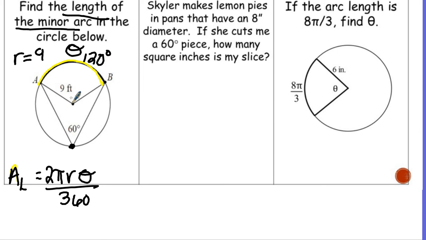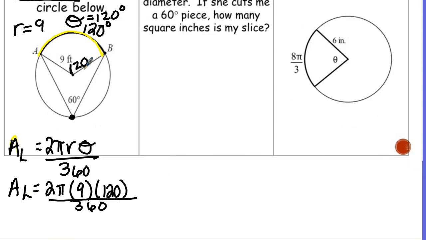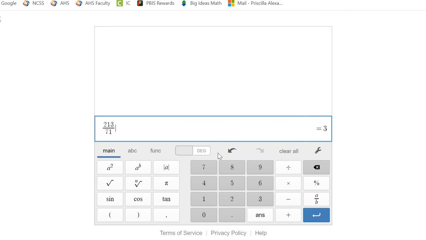So that would make the central angle also 120. So we know theta is equal to 120 degrees. Okay, so now I can substitute into my equation: 2 pi times 9 times 120 over 360. I'm going to give exact answers. This is in feet, and you can do the approximate answers yourself.